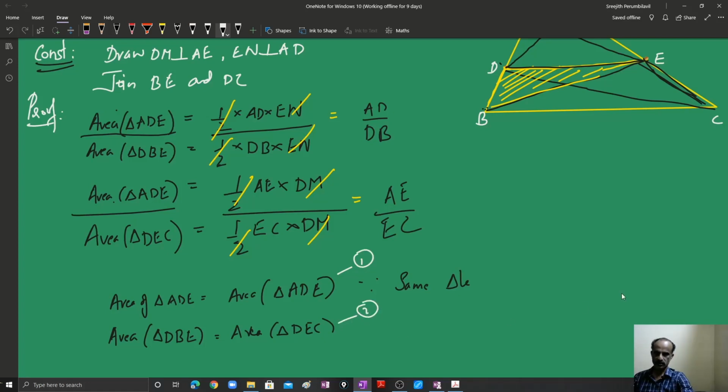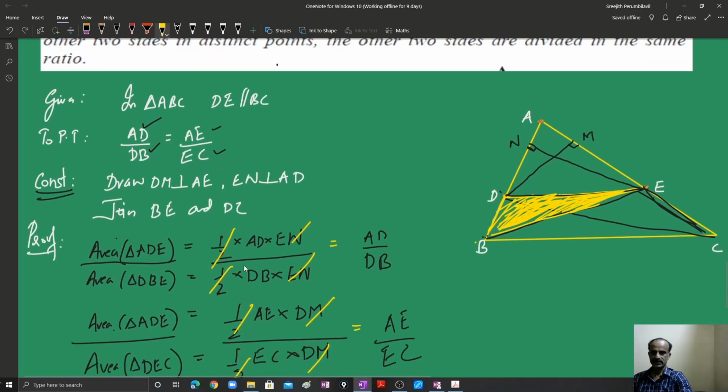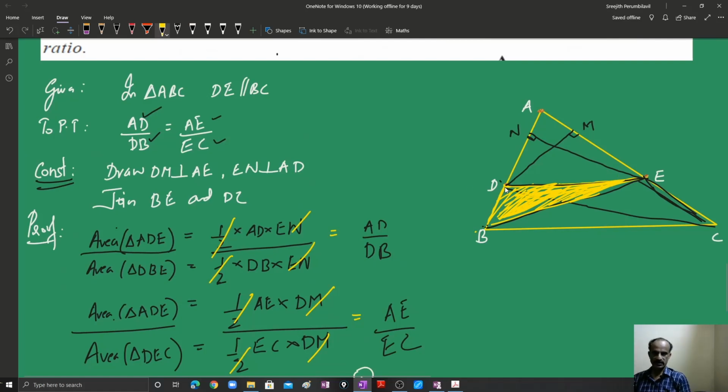Why is it so? How can you say that they are equal? Which are the triangles? One is this triangle, DBE. DBE is this. This is one triangle. And how about the other triangle? That is DEC. This is DEC. How come they are equal?